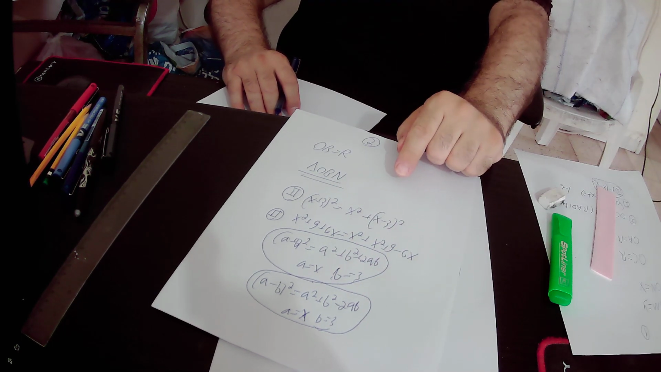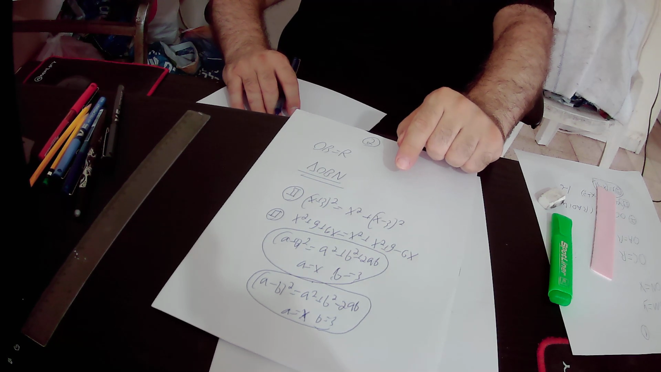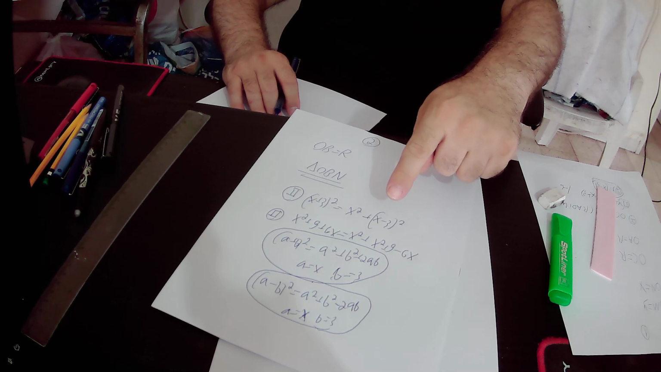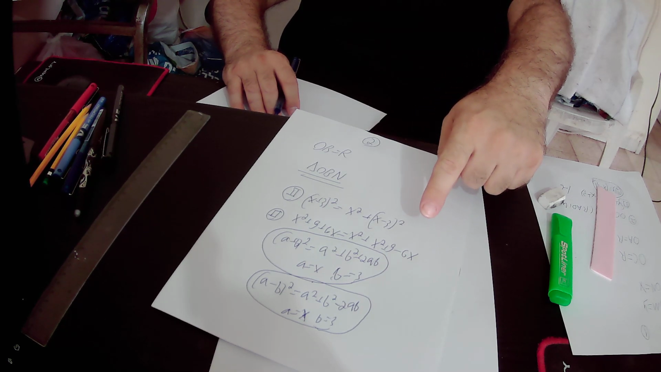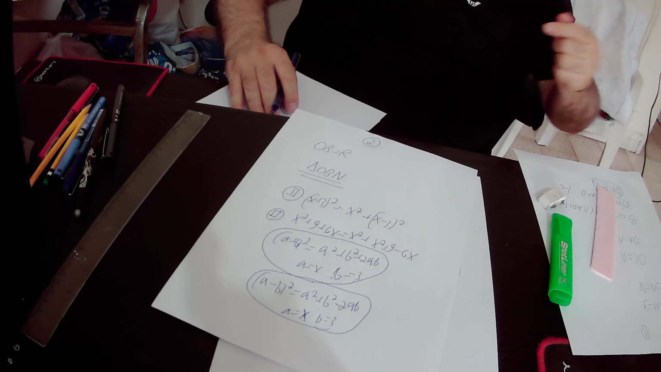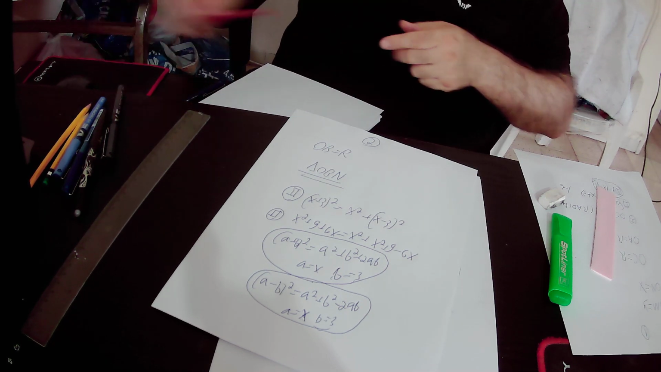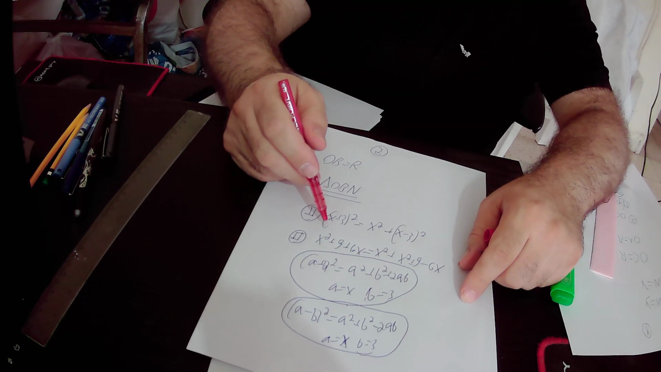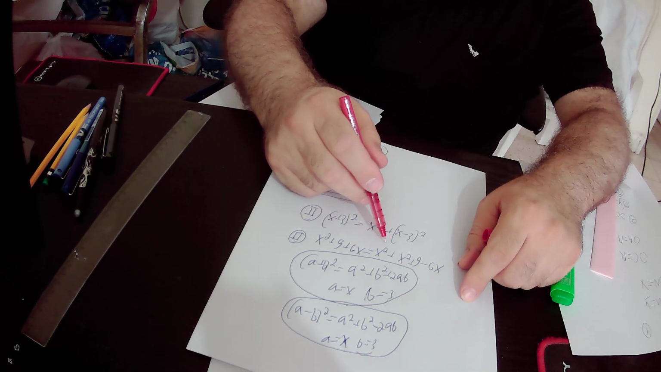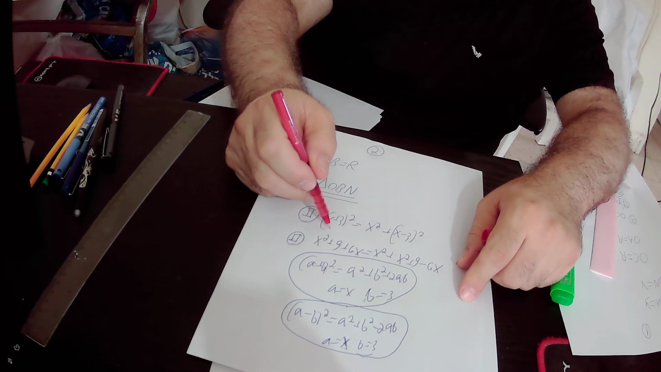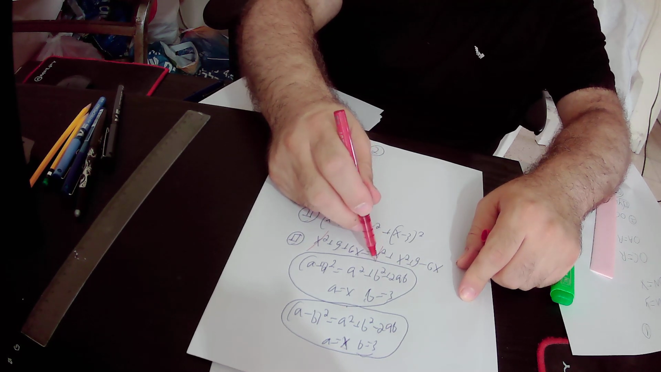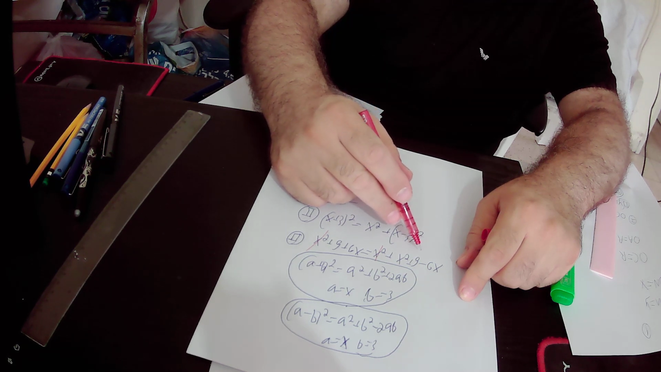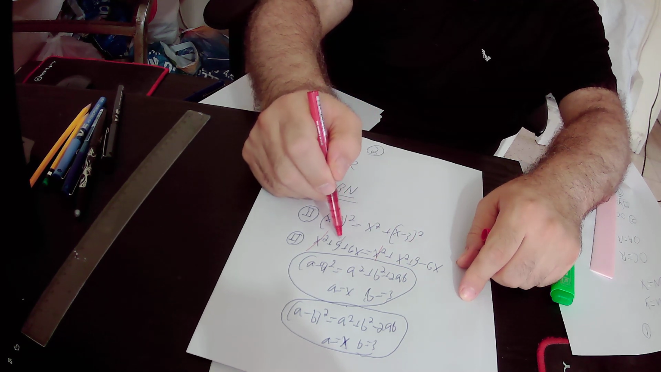Okay, so in total we got that x squared plus 9 plus 6x equals x squared plus x squared plus 9 minus 6x. Actually, in this equation we have x squared on this side of the equation and we have x squared on this side of the equation, so we can cancel x squared, and we have 9 on this side of the equation, and also we have 9 on the other side of the equation, so we can cancel 9.